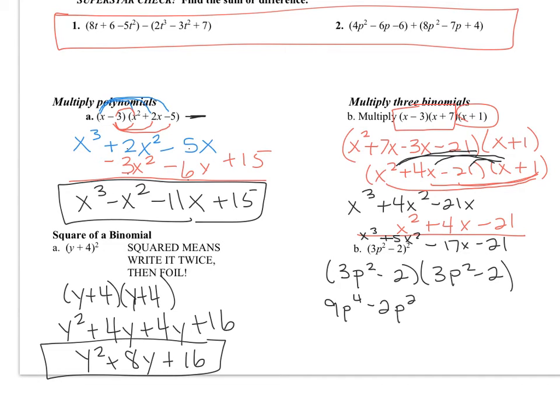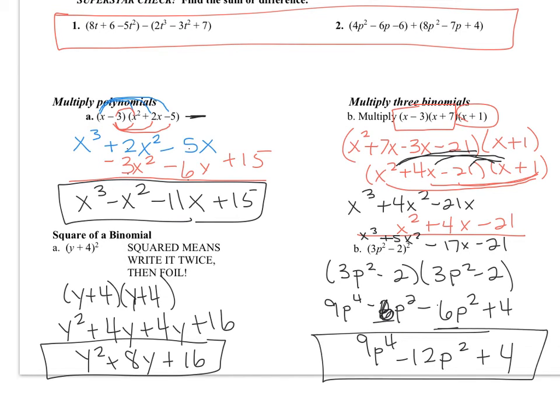Outside. How about we write 6? Inside. And last. Combine like terms. Man, I'm struggling. Let's try that again. 9p to the 4th, add these two, negative 12p squared plus 4. Winner, winner, chicken dinner.